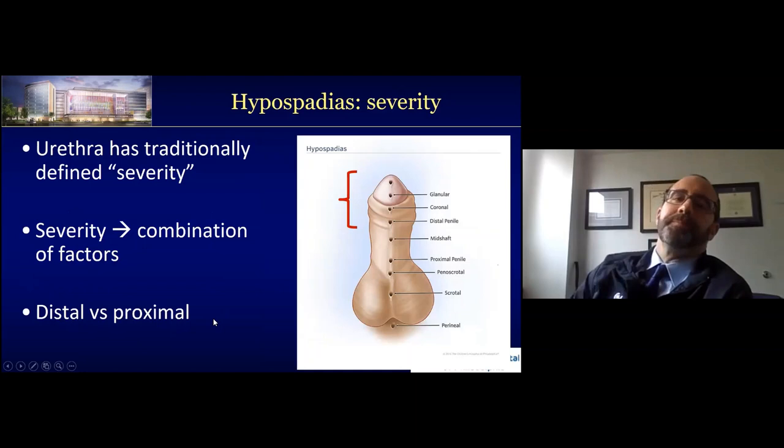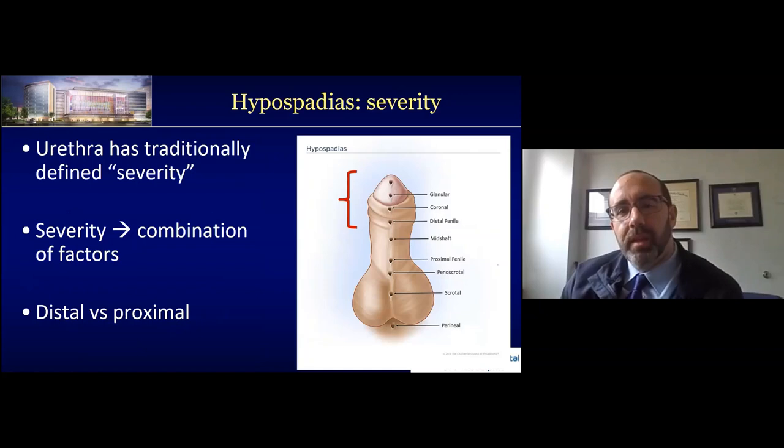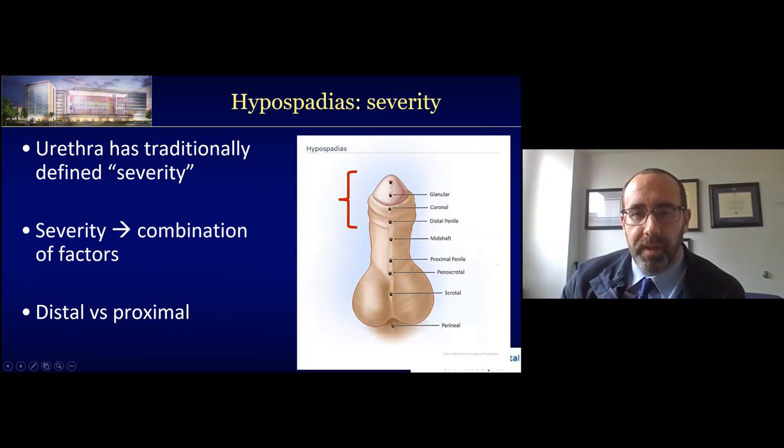Now, in terms of the severity of hypospadias and how we classify it, traditionally the location of the urethral meatus would be that designation. You see here we have this red arrow, so the distal penile shaft and anything distal to that, the region of that red arrow, is what we call a distal hypospadias. Now we get this green arrow here, which would be the opposite, right? That would be your proximal hypospadias.